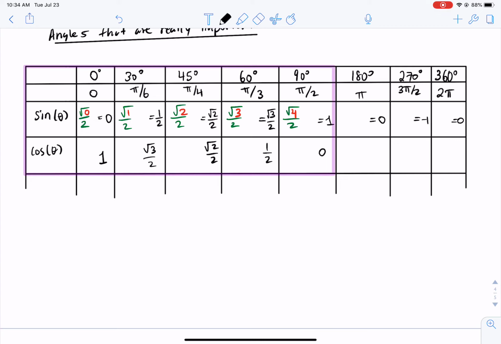What about the last one? What is cosine of 180 degrees? -1. And then what about cosine of 270 degrees? 0. And then 360 degrees? 1, because it's back to 0, right?